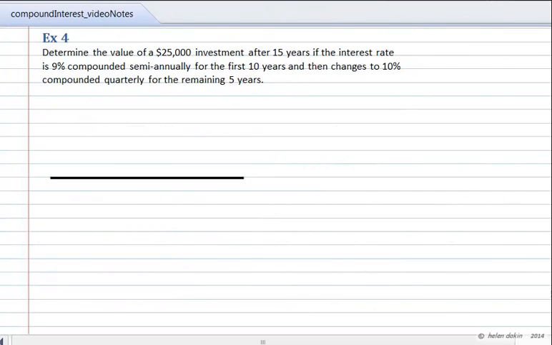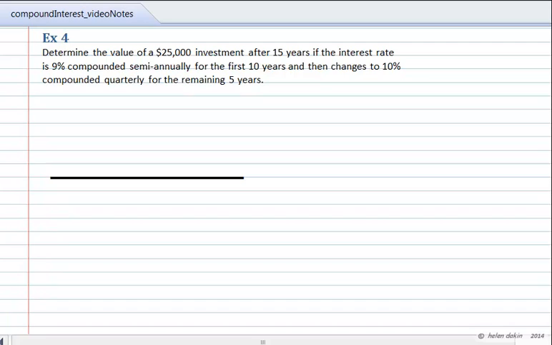Example 4. Determine the maturity value of a $25,000 investment after 15 years. If the interest rate is 9% compounded semi-annually for the first 10 years, and then changes to 10% compounded quarterly for the remaining 5 years.